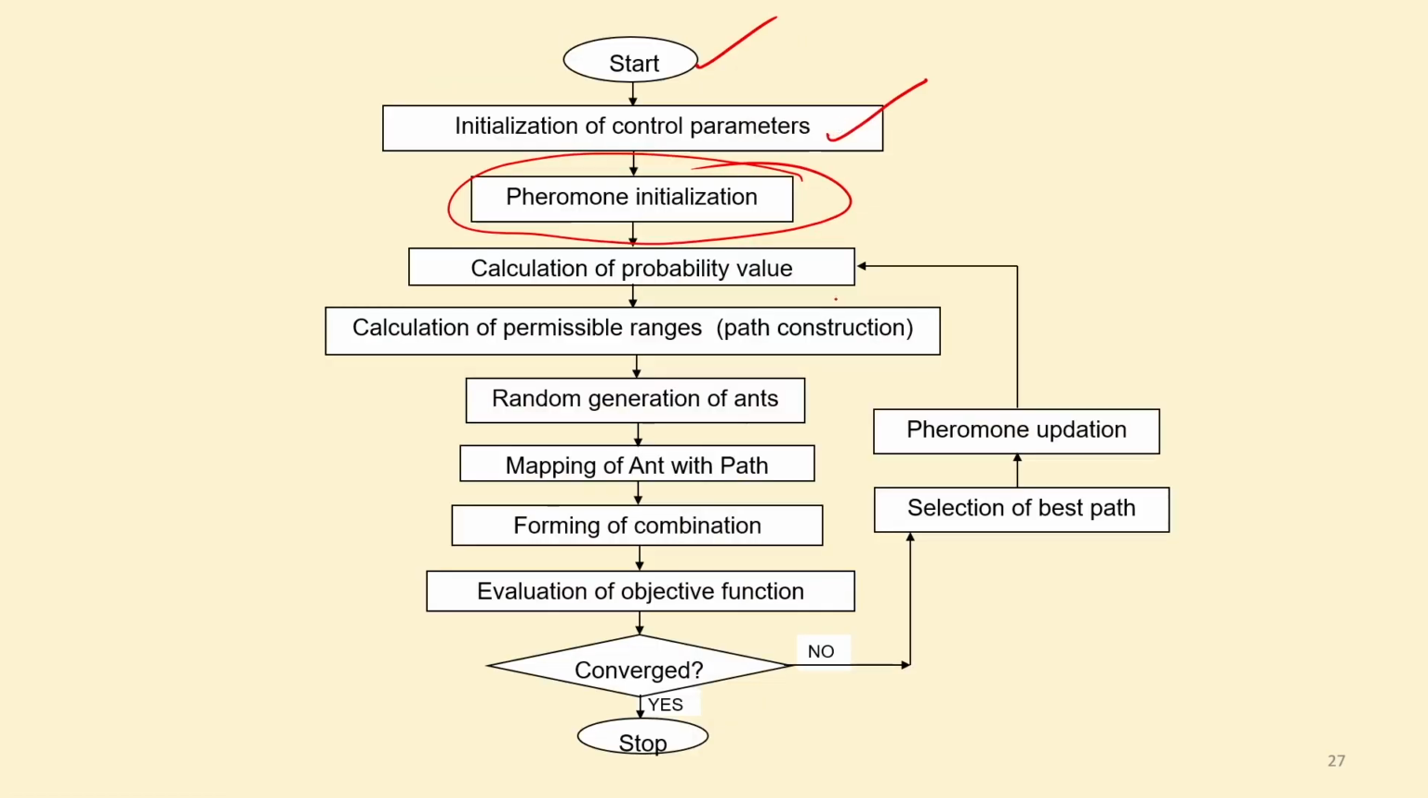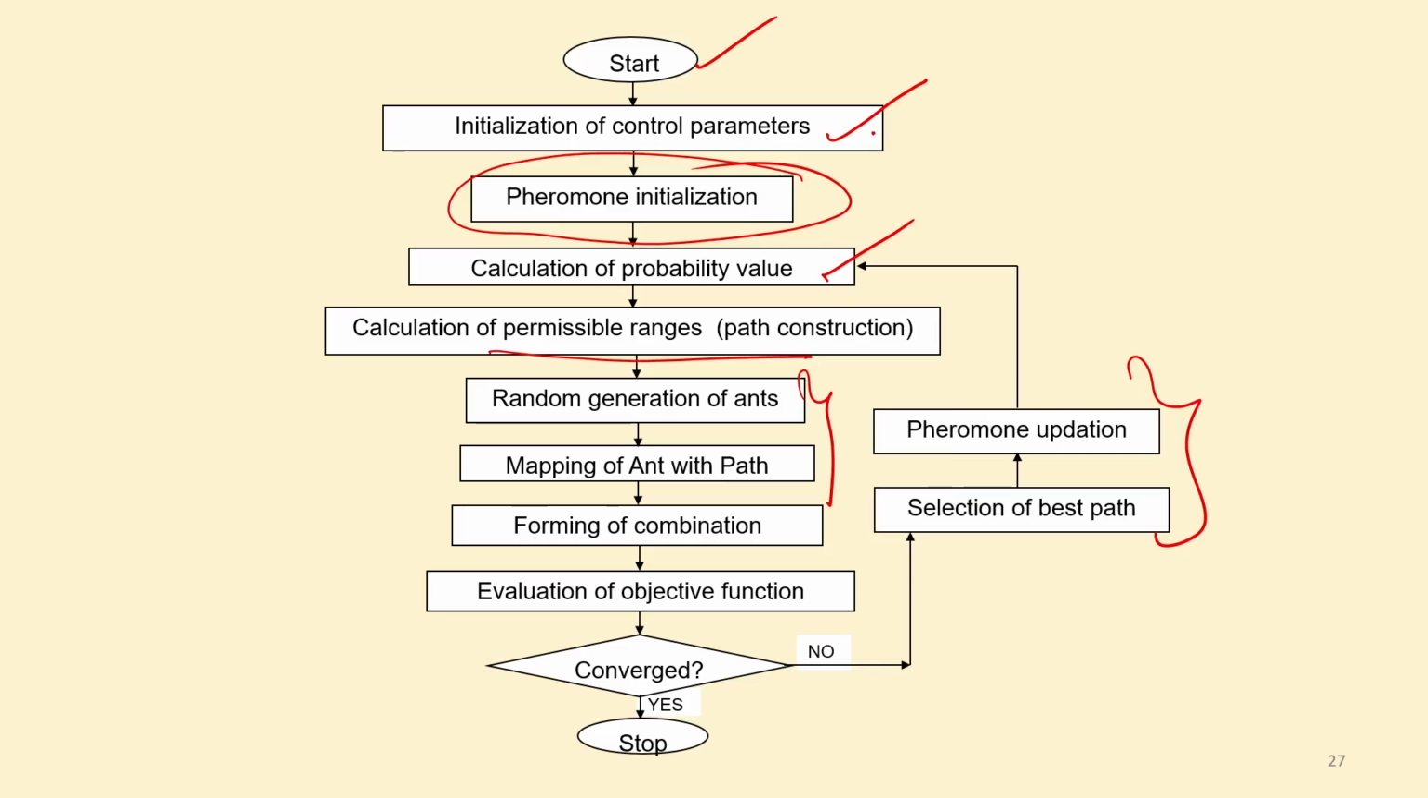You have to calculate the probability value and the permissible range. You have to generate the ants randomly and map each ant with the path as well as the forming of the combination. That way you generate it effectively and follow the optimization function. So, pheromone adaptation path: you start with control parameter initialization, pheromone initialization, and calculate.